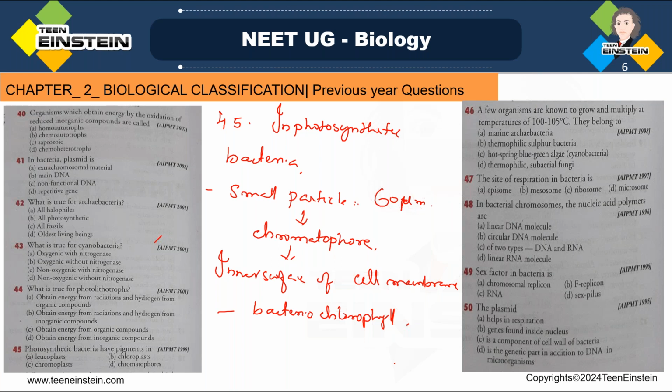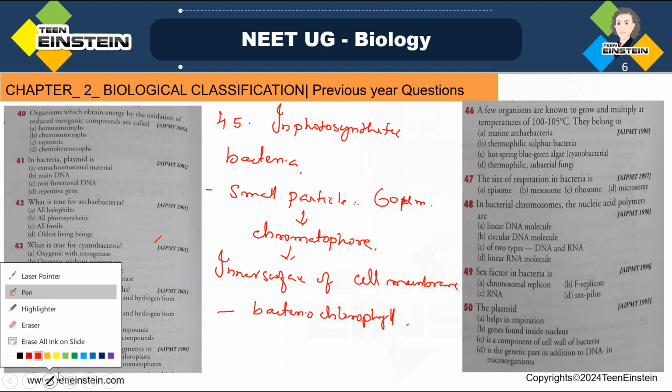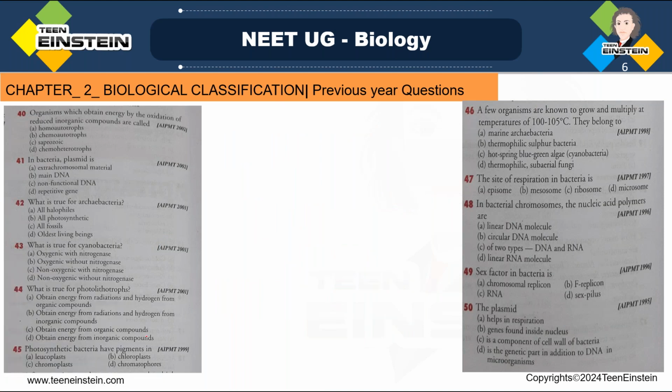Okay, this serves as the bacteriochlorophyll. Which one? Chromatophore. Remember that name, chromatophore, a very small particle around 60 micrometer in diameter, present in the inner surface of the cell membrane. These are attached to the inner surface of the cell membrane. Clear? And this is working as a bacteriochlorophyll, right?